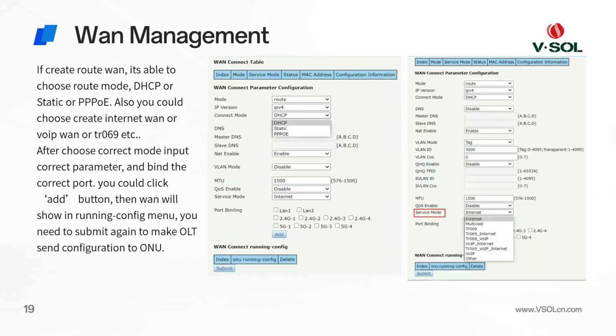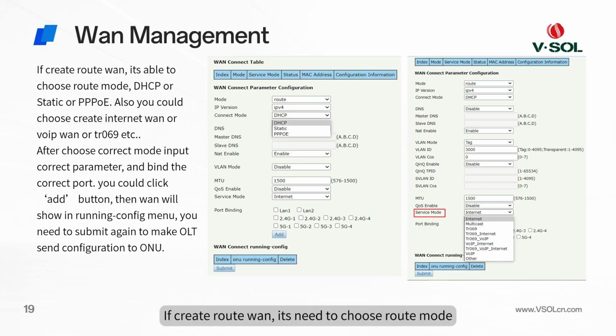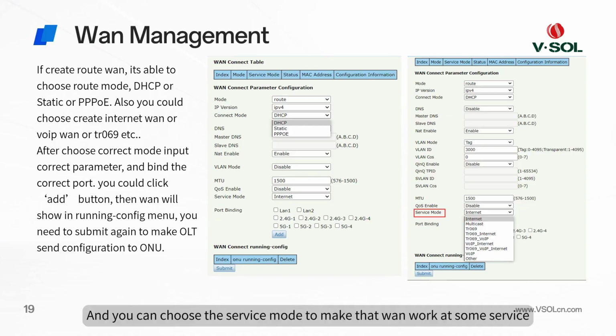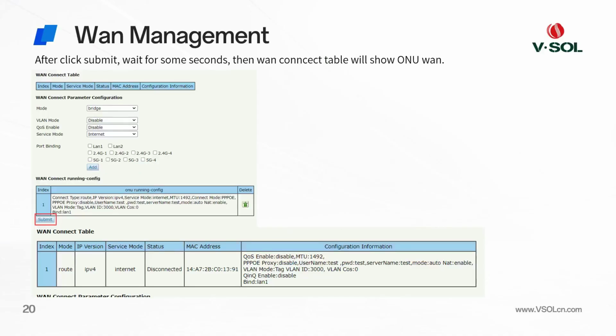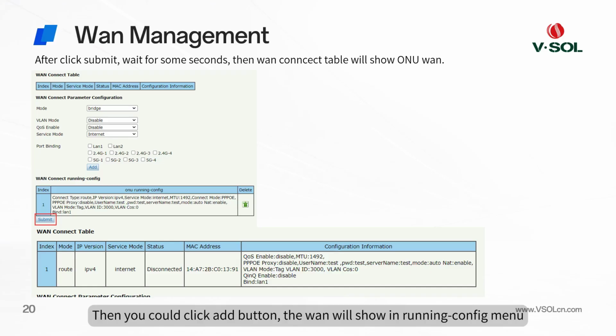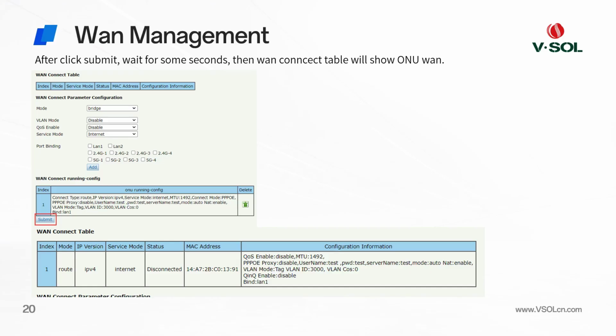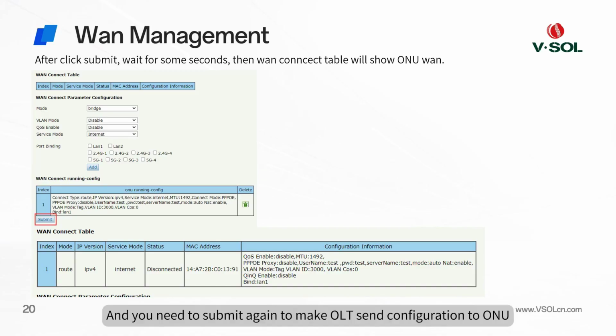If creating a Route WAN, you need to choose the route mode. You are able to choose DHCP, static, or PPPoE mode. And you can choose the service mode to make that WAN work for some service. Such as you can create an Internet WAN or VoIP WAN or TR069 etc. After that you need to input the correct parameters. And you can bind the correct LAN port. Then you could click the Add button, and the WAN will show in the Running Config menu. And you need to submit again to make the OLT send the configuration to the ONU.